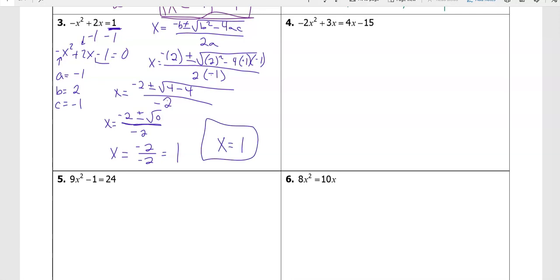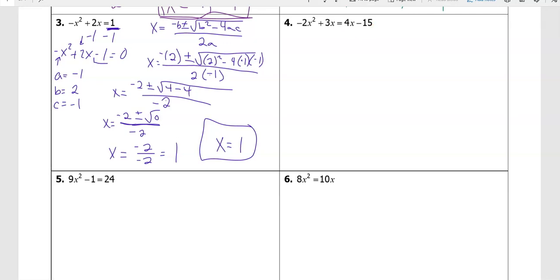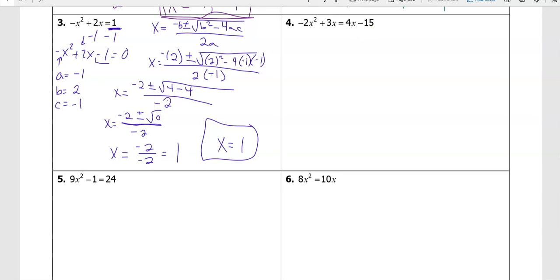What that tells us is this, if we were looking at this one on a graph, it would touch the x-axis, turn around, and go the other way. All right, so taking a look at number 4, now we have two things on each side. I'm actually going to move, instead of 4x minus 15, I like that one. I'm going to move the 3x and the negative 2x, okay?